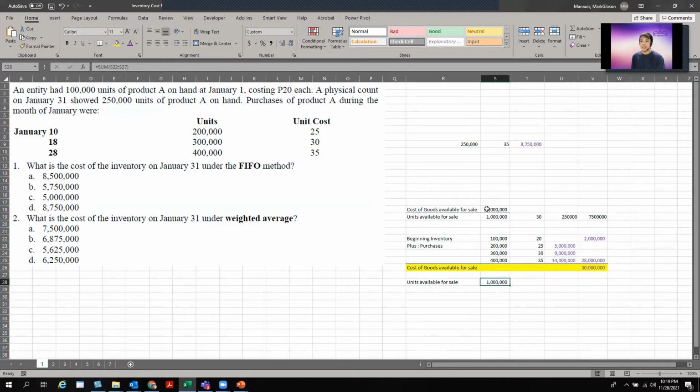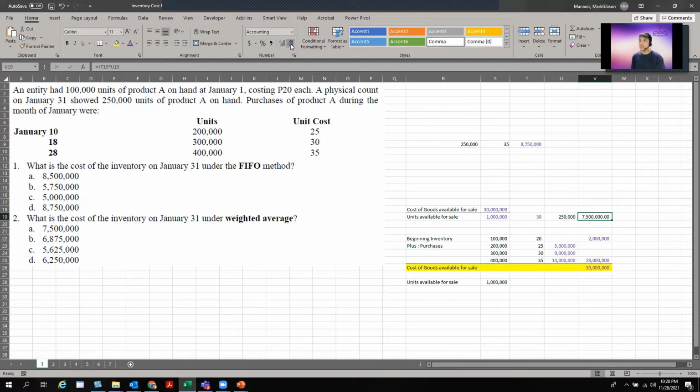So meron na ngayon tayong 30 million na goods available for sale, and then units available for sale of 1 million. Nakuha ngayon natin yung 30 pesos per unit na average cost. Multiply by the ending inventory of 250,000. Again, this is given. So the total ending inventory under weighted average method would be 7,500,000 pesos. So I hope nasundan yan, class. The correct answer to requirement number 2 would be 7,500,000 or letter A.